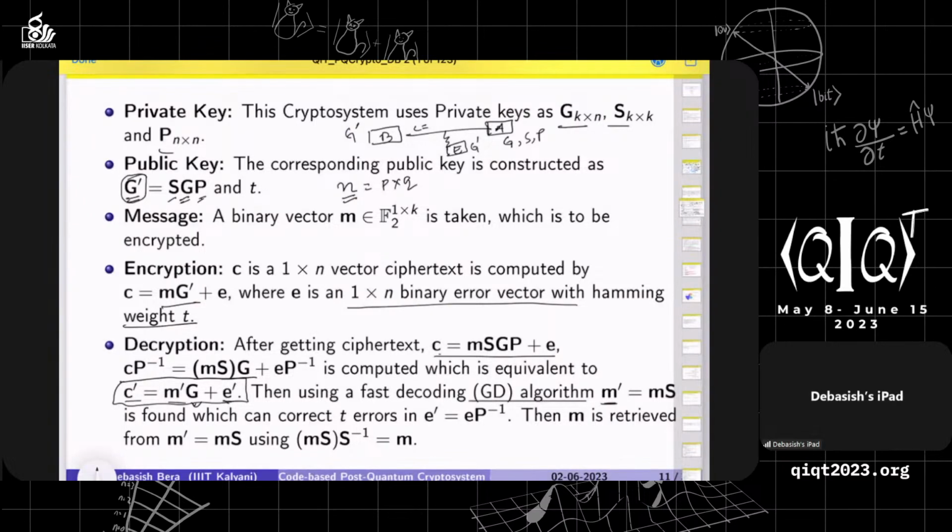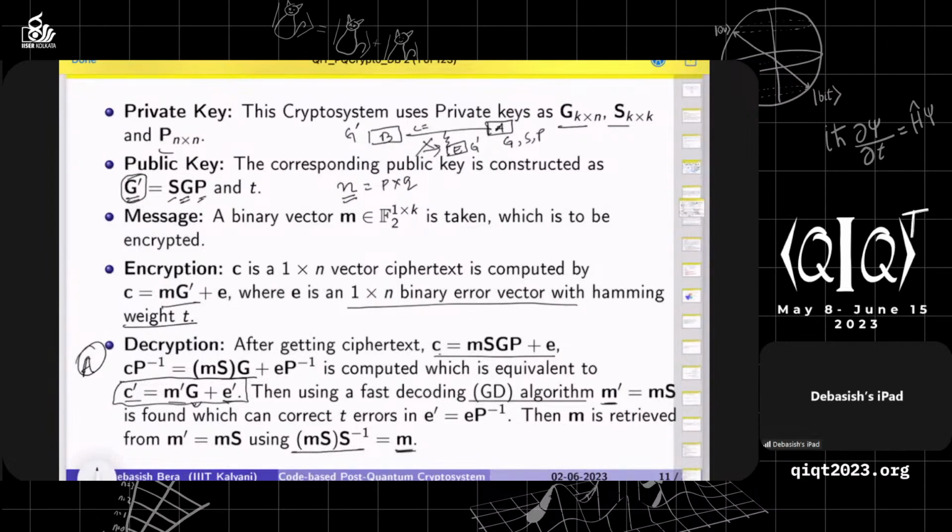And now, once I get the M prime by the method of decoding of the linear block code, I can find my M by multiplying the M prime with the S inverse, because A knows all those P, S, and G. But as this S, G, and P are not known to the eavesdropper E, he will never be able to decode it.